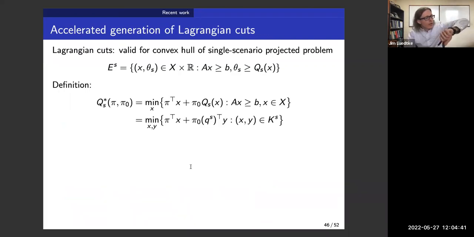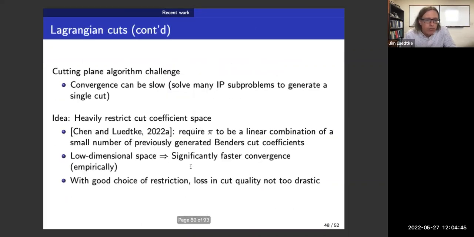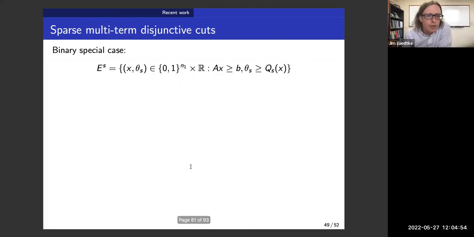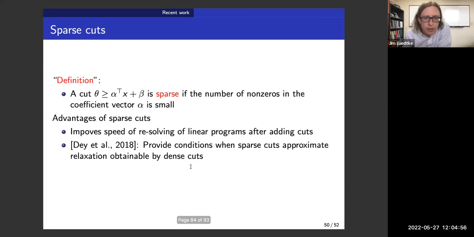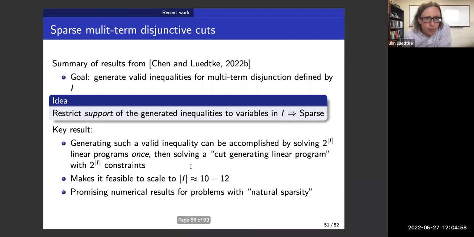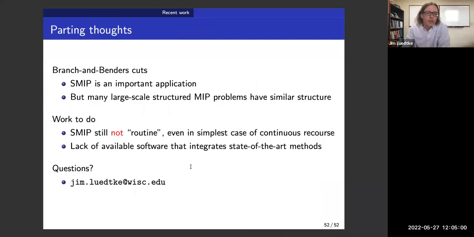Okay, so I think that's probably where I'm going to leave off here. I have a little bit of information on some recent work with my student Ray Chen on different ways of generating strong cuts for this master problem. I'm going to skip over that in the interest of not going too much over time, but I'll just close it up here.